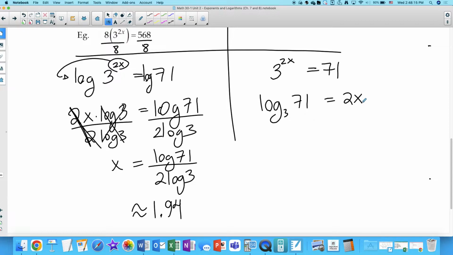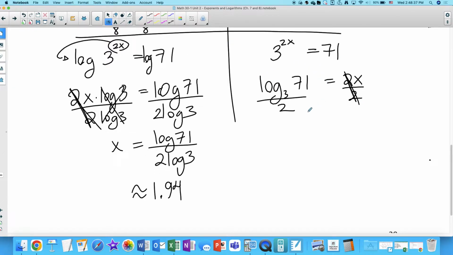And then I can divide both sides by 2. And I have x equals log base 3 of 71 over 2. If you're asked for an exact solution, that's fine. You don't have to make it base 10 if you're asked for an exact solution. If you were to switch this to base 10, it would be log of 71 over log 3 over 2. And that's the same, right? This can actually come down. So you end up with the same value.